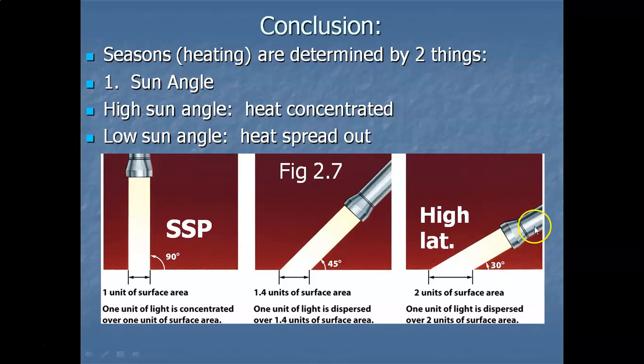But now, because it's tilted, those rays are going to be spread over twice the area and the intensity is lessened. And so you'll note that the flashlight is now going to be dimmer over a much broader area. So we wind up with 1 unit of flashlight rays spread over 2 units of surface area, and you're going to have lessened intensity and less heating.